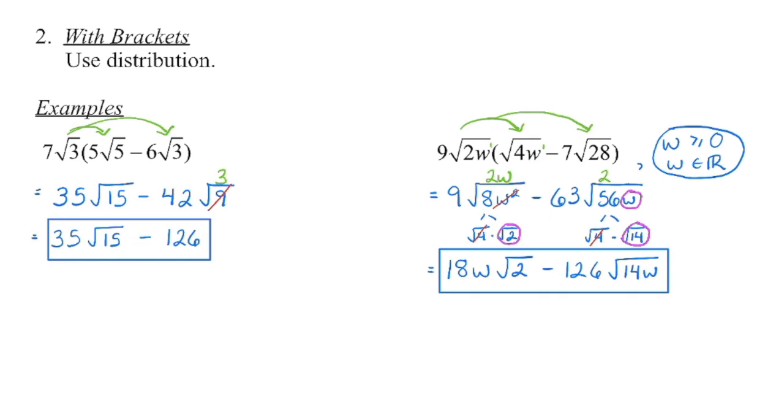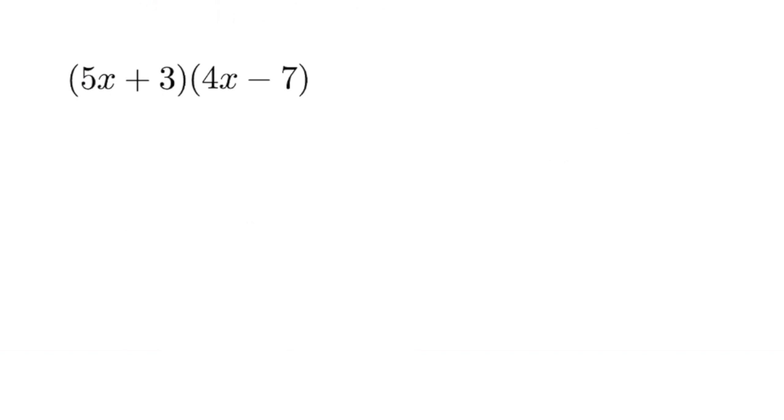2w times 9 is 18w, and we have the square root of 2 in the radicand. 2 times negative 63 is negative 126, and we still have that 14w in the radicand. And then just take a look to make sure you do not have any more perfect squares in here, and we don't, so those are fully simplified. We also do not have like radicals, so we cannot combine those together, so our final simplified answer has the 2 terms in it.